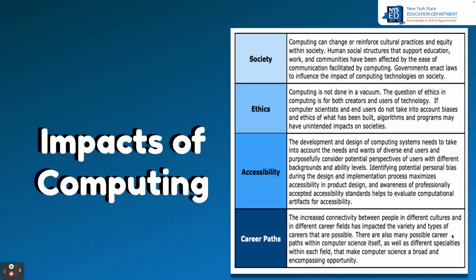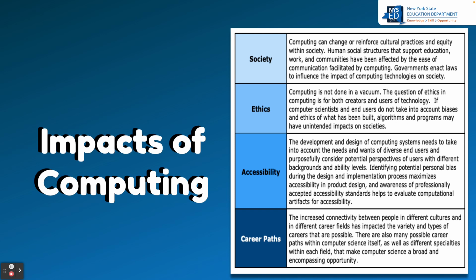The first area we're going to take a look at today is impacts of computing, and impacts of computing can be broken down into four sub-concept areas. The first sub-concept area is society, where we're talking about how we have laws and ways that we structure our home, our education, and our communities around the technology that we have. The second one is ethics, where we're talking about the building and the algorithms that we put together and thinking about the unintended or intended impacts it could have on our society.